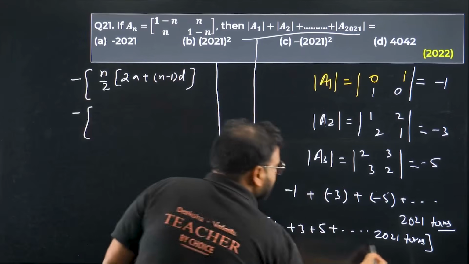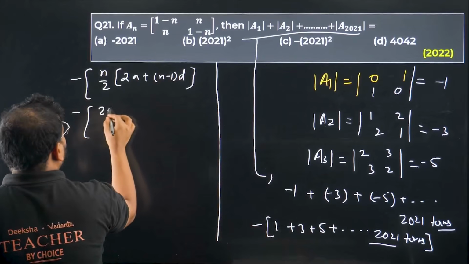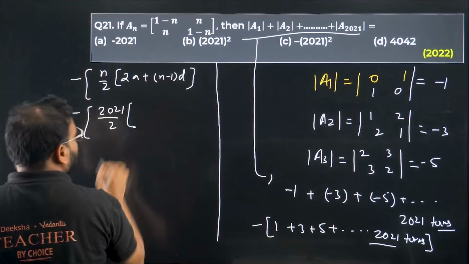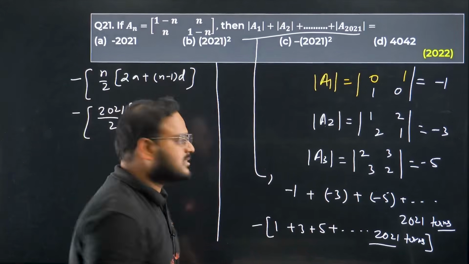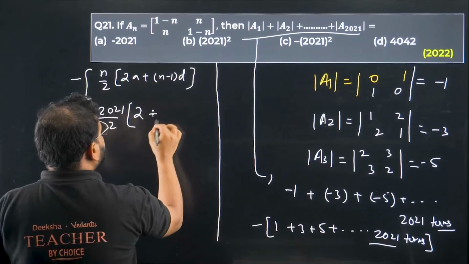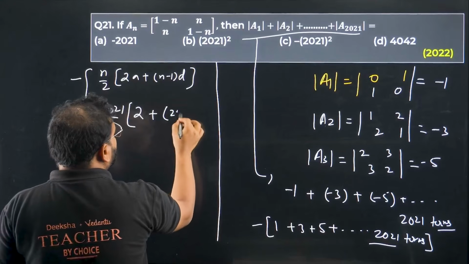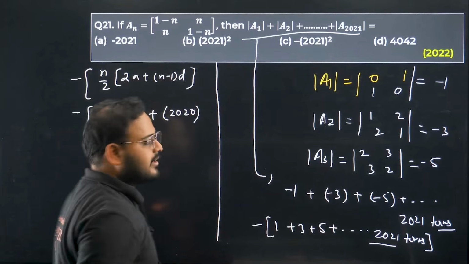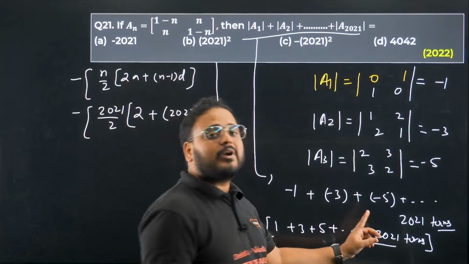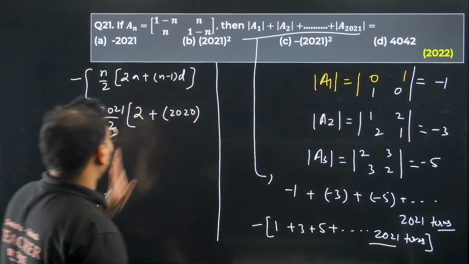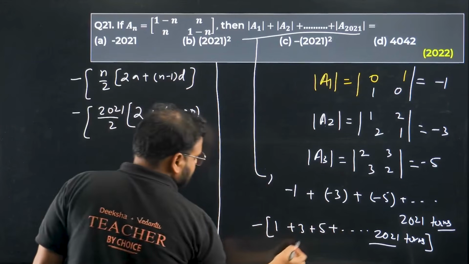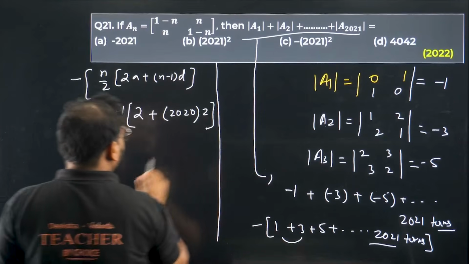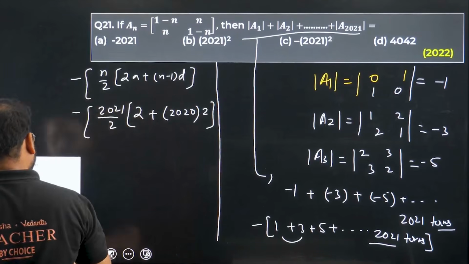n, the number of terms, is 2021. So 2021 by 2. 2 into a, 2 into the first term, how much is that? Simply 2. Plus n minus 1 means 2020. Why? The n value is 2021, subtract 1 from there, 2020. What is the common difference? 3 minus 1, so 2.